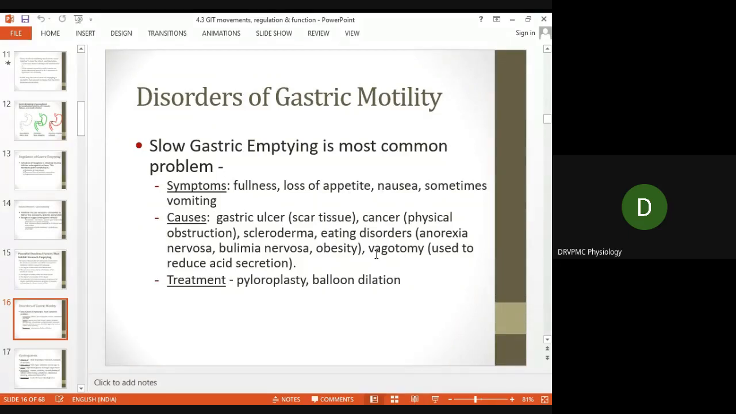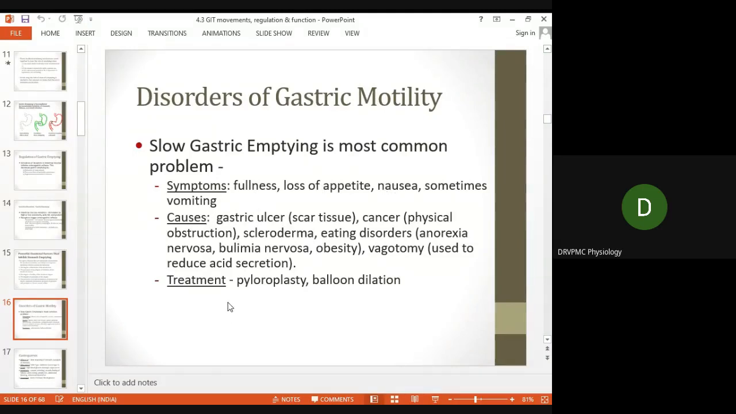And the last one is vagotomy, in which the vagus nerve is cut. Mainly this is done to reduce gastric acid secretion, and the side effect will be slow gastric emptying. The stomach emptying will be reduced, and because of that the person will complain of fullness, loss of appetite, nausea, and sometimes vomiting.